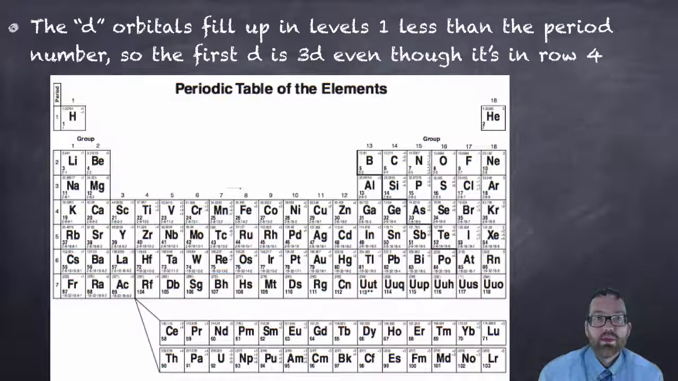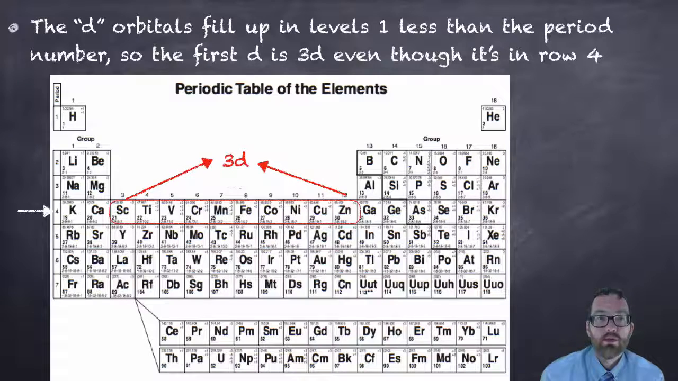The d orbitals fill up one less than the period number, so you can't just follow the period number on these other ones. If you're in an element in transition metal land and you're filling up the d orbitals, you need to remember that the levels fill up one less than the period number, so the first d is the 3d even though it's in row 4. So here we are, row 4. This is where the transition metals start with element 21 here, but we would start filling electrons in the 3d sublevel. Below it would be the 4d, then the 5d, then the 6d.